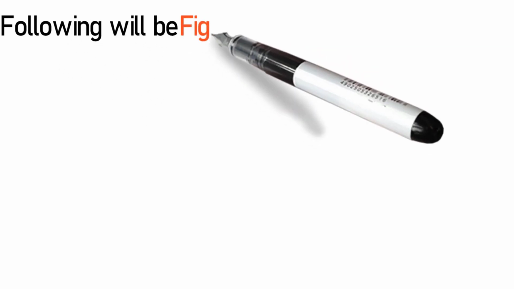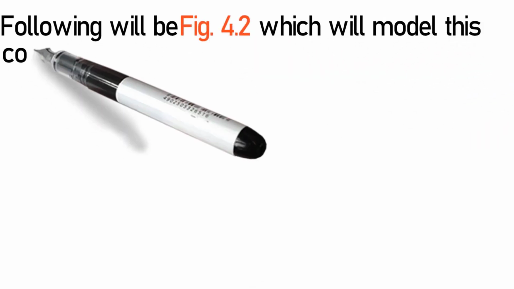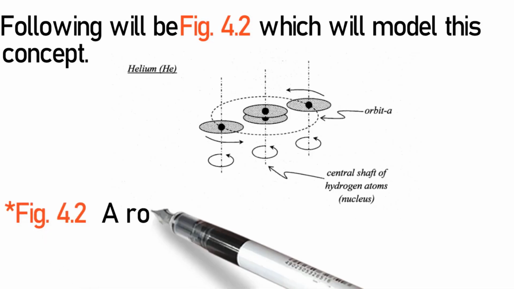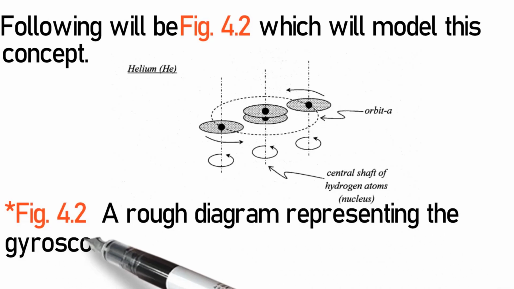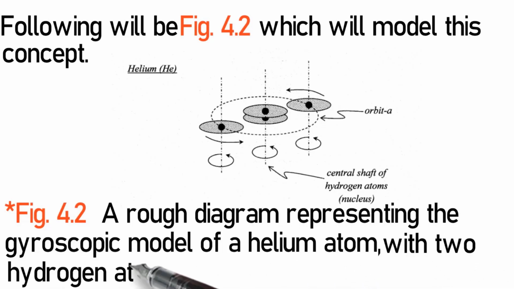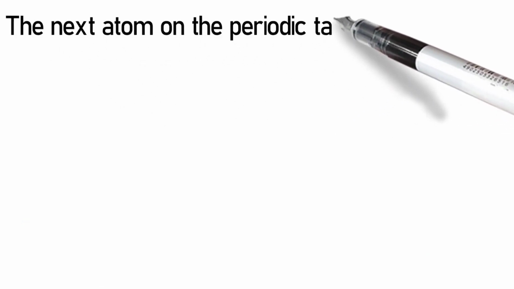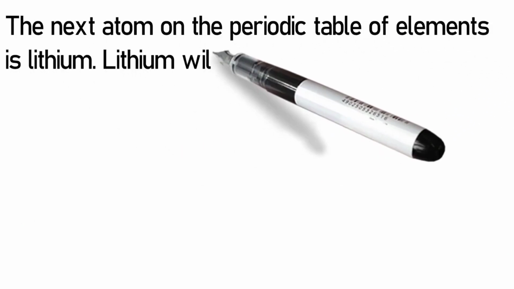Following will be figure 4.2, which will model this concept. Central shaft of hydrogen atoms, nucleus. Figure 4.2. A rough diagram representing the gyroscopic model of a helium atom with two hydrogen atoms that fill orbit A. The next atom on the periodic table of elements is lithium.